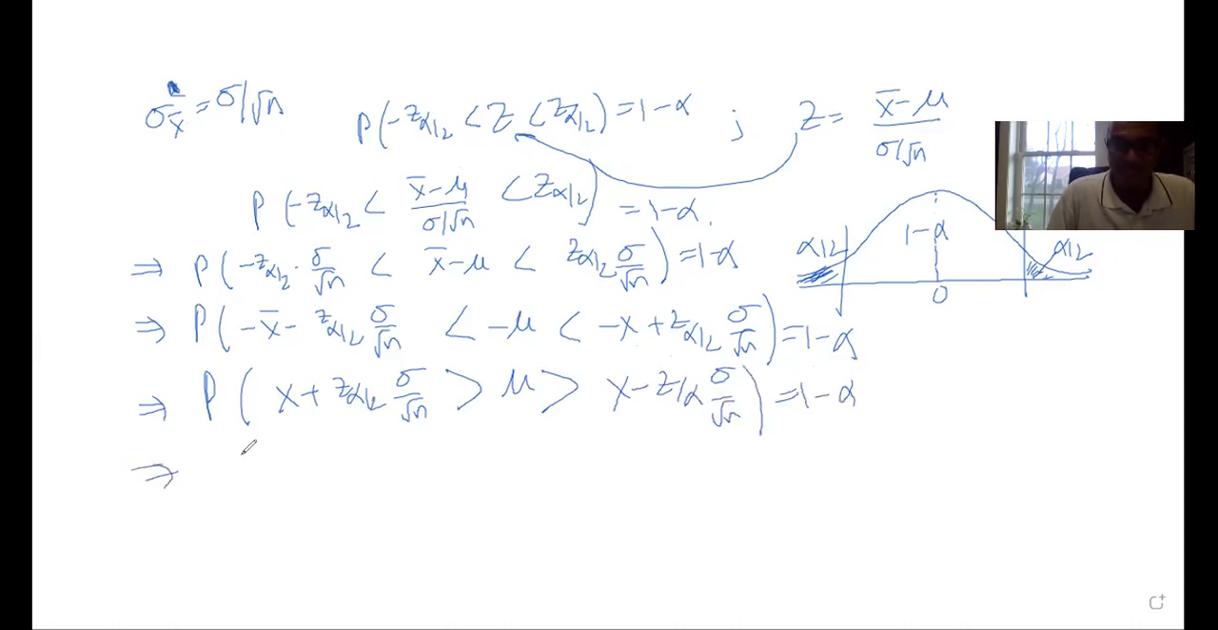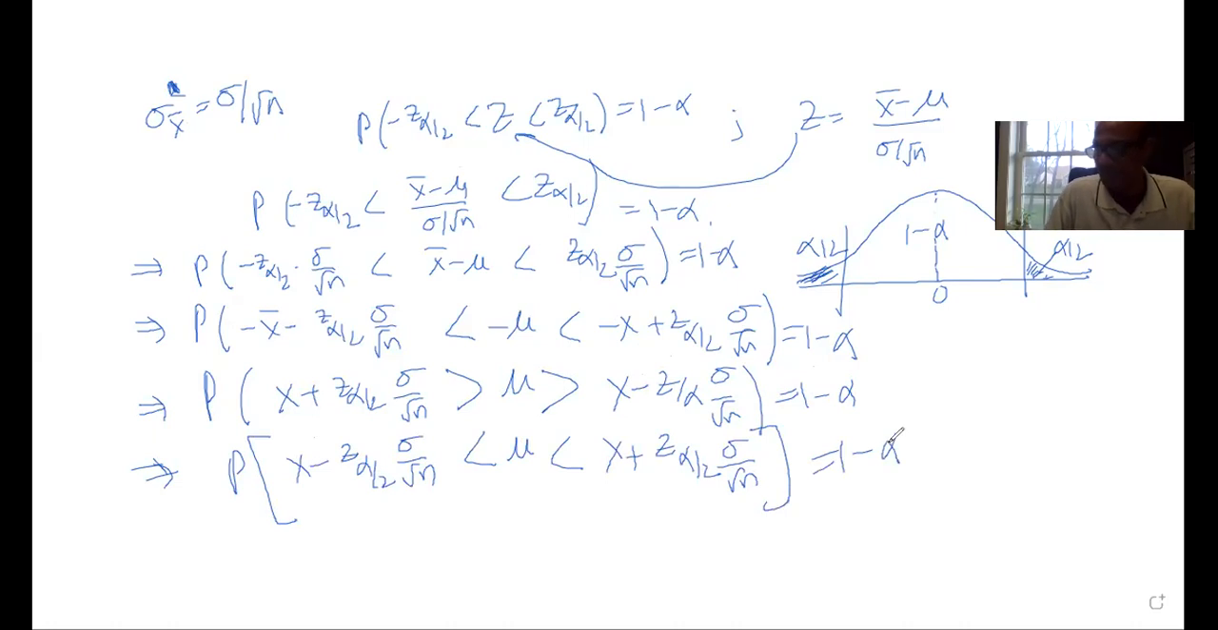And this implies that I can write the probability, let me write it in a less than form, that x minus z alpha by 2 and sigma over square root of n is less than nu is less than x plus z alpha by 2 and sigma over square root of n, and that is equal to 1 minus alpha.